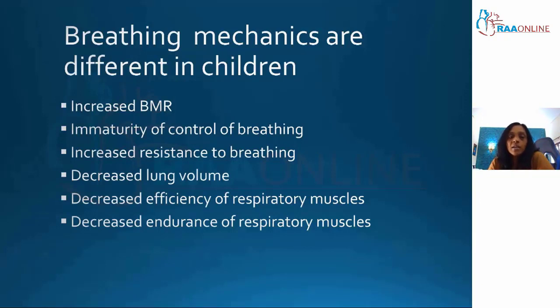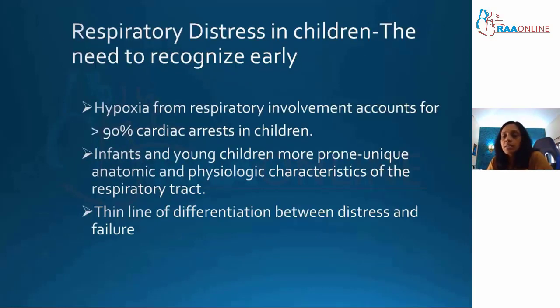So this is why a child, especially a young child who is less than about 3 to 5 years old, becomes more susceptible to, or rather goes into, respiratory fatigue and failure much more easily when compared to adults. So the mechanics have to be thought of also in children with involvement of the airway or the parenchyma. The need to recognize respiratory distress early in children is related to their anatomic features, like I told you, as well as their breathing mechanics, which may be altered.